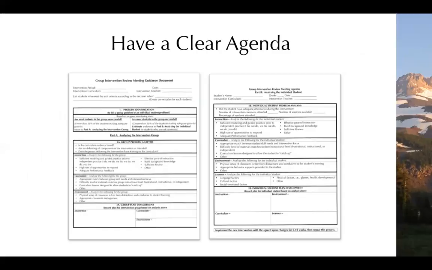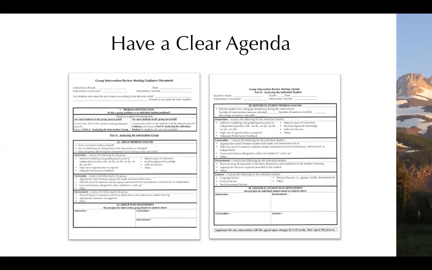One of the handouts that you'll see, available along with this video, is an agenda where you can go through the problem identification. Is this a group problem or an individual problem? On the first page, we have the group problem identification, and we start to sort out whether there are students for whom there is no longer a problem. We're ready to exit some students. Or we move on to group problem analysis and group plan development.